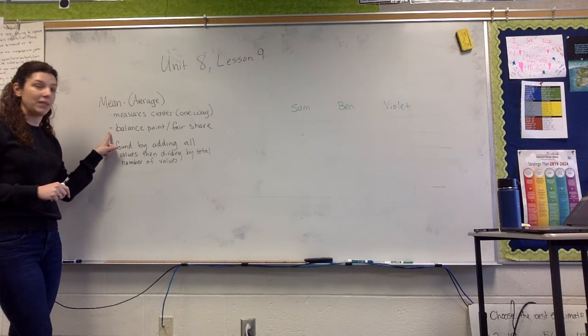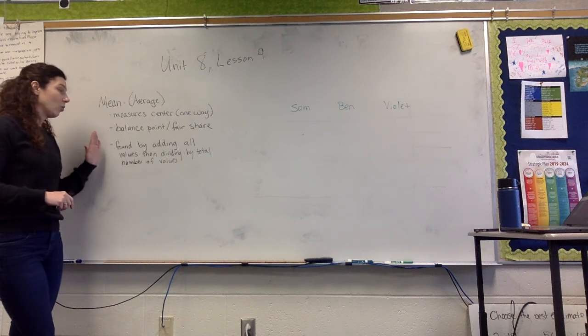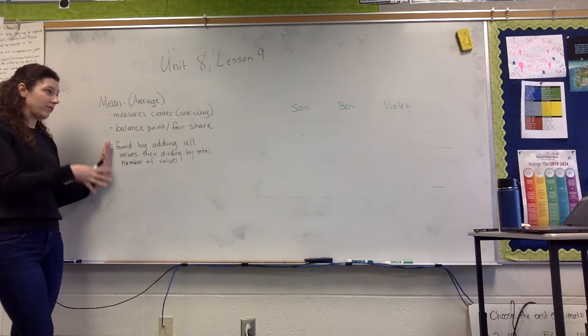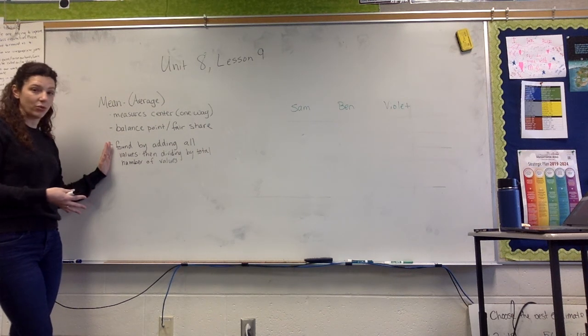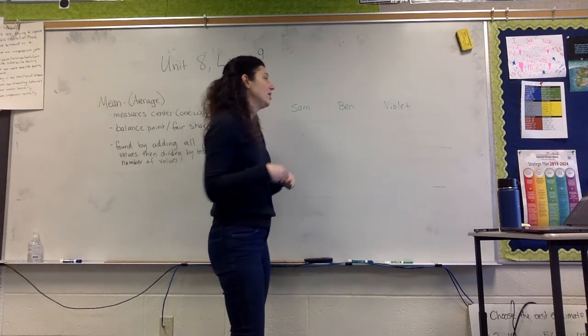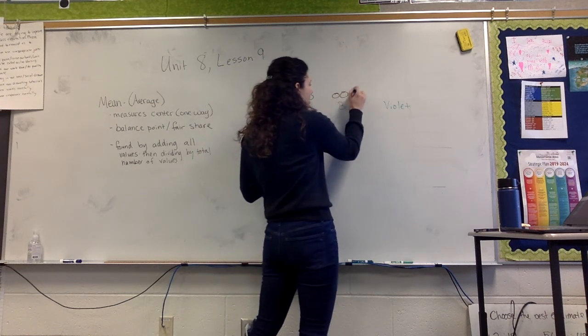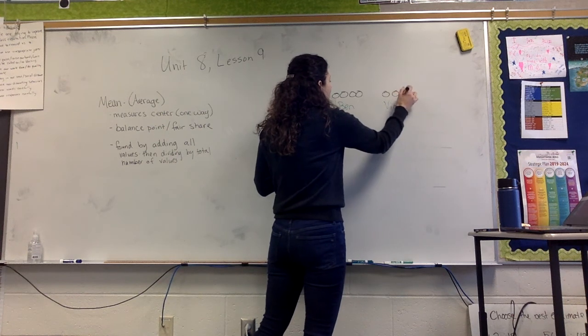We can think of mean as a balance point or a fair share of the data. We find it by adding all of the values and then dividing by the total number of values. So I'm gonna use my three kids. I have Sam, Ben, and Violet. Let's say I give each of Sam, Ben, and Violet 4 cookies. So they each get 4 cookies, right?